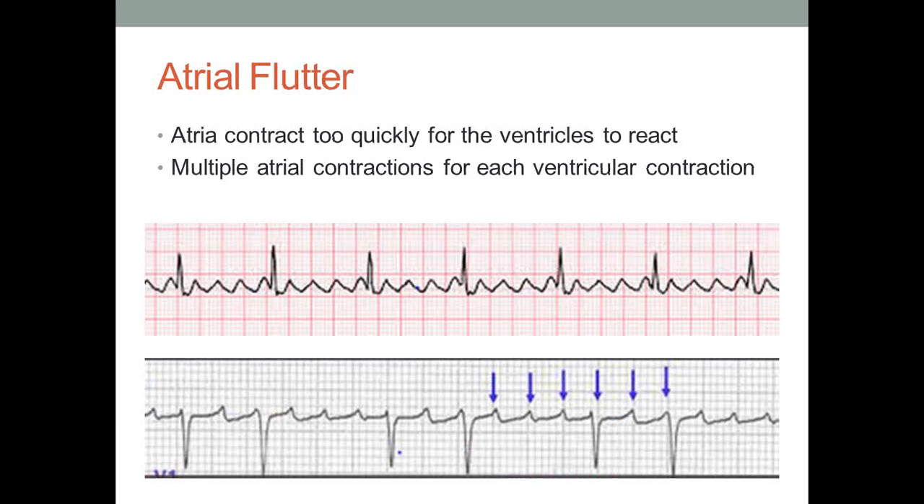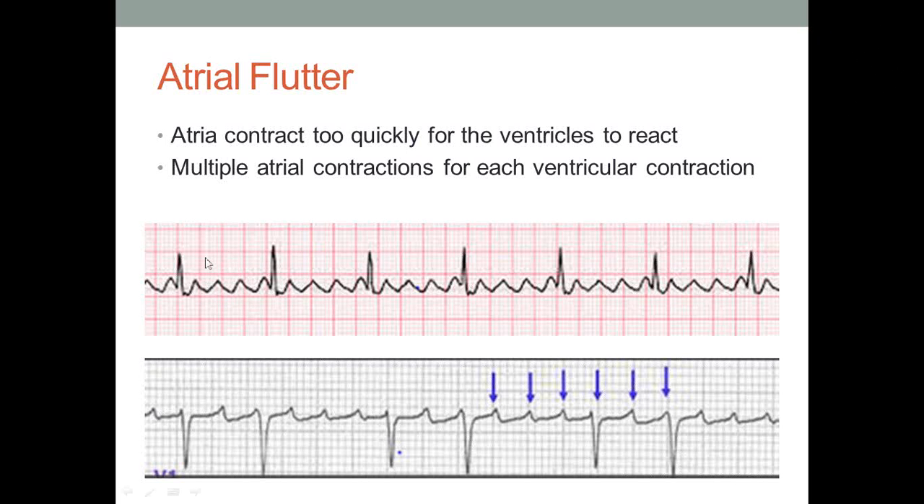The next rhythm we'll talk about is atrial flutter. So in this case, the atria are contracting too quickly, and the ventricles can't react to every single contraction of the atria. So what you'll have is multiple atrial contractions for every ventricular contraction. So you'll see this sort of sawtooth reaction here. And it's regular. So remember, atrial fibrillation was irregular. Atrial flutter is regular.